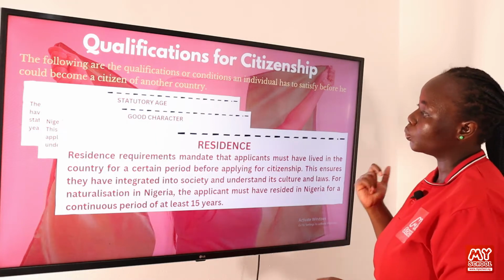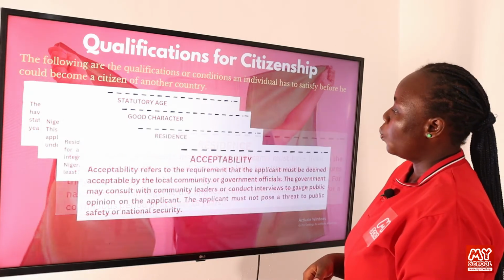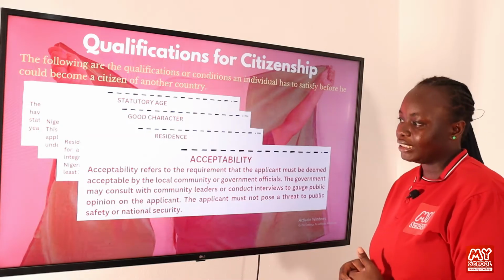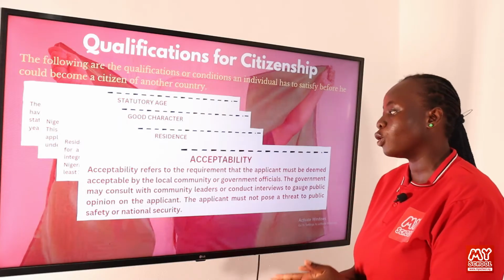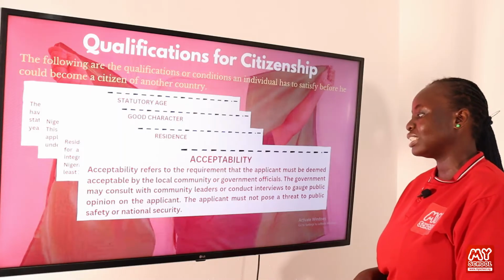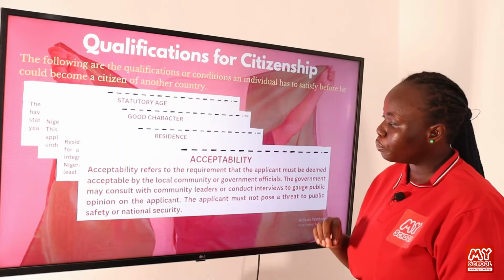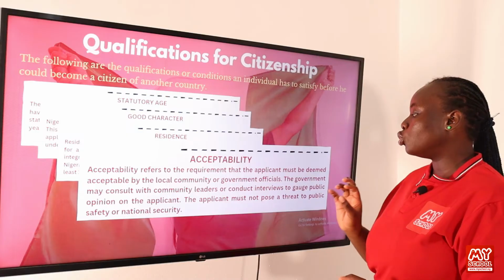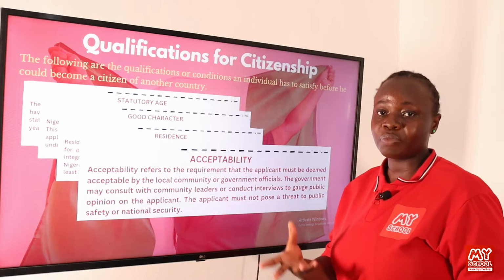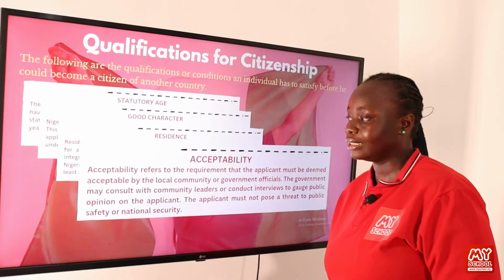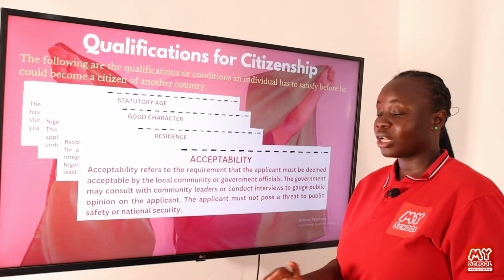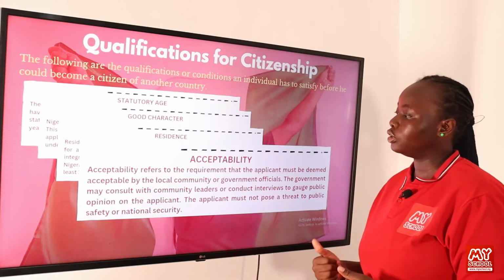Now let's move on to the next one. We have acceptability. Acceptability refers to the requirement that the applicant must be deemed acceptable by the local community or government officials. The government may consult with community leaders or conduct interviews to gauge public opinion on the applicant. So the applicant must not pose a threat to public safety or national security. This means that the government of the particular state in which you are residing and the local community must agree that you are of good standing in order for you to be accepted as a citizen into the country.